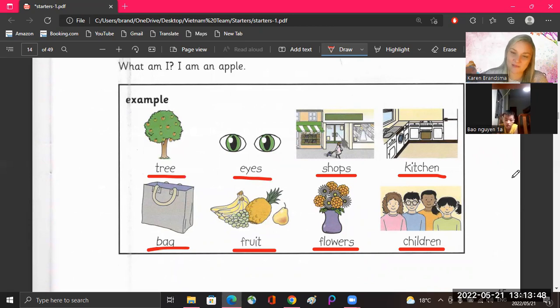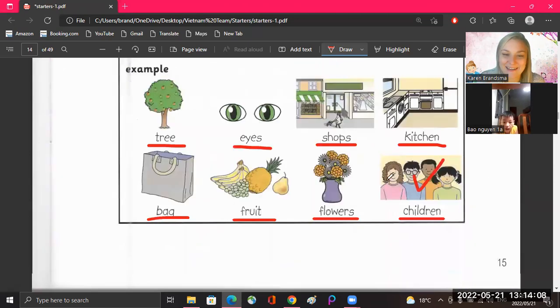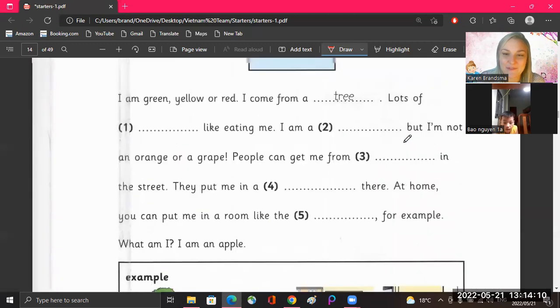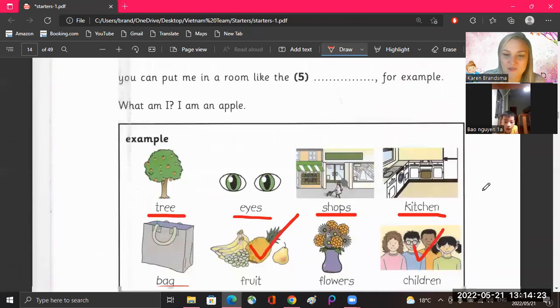What is smaller people? Lots of? Children. Children, okay. Lots of children like eating me. I am a fruit. But I'm not an orange. Or a grape. People can get me from shops in the street.